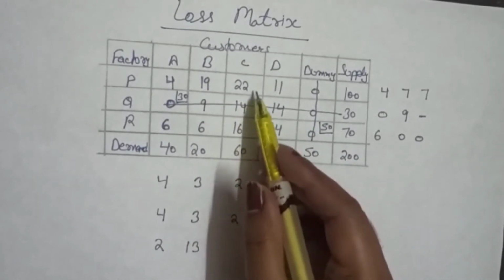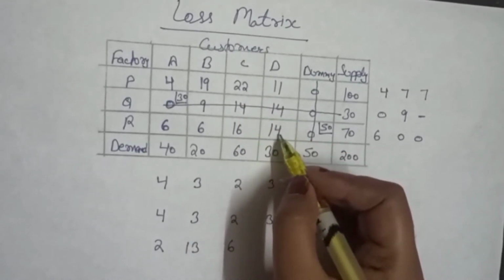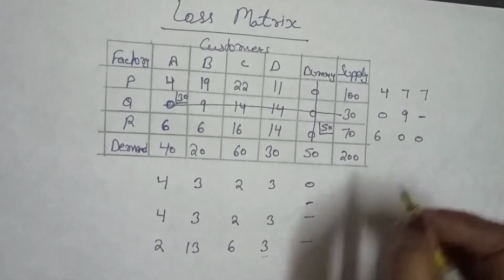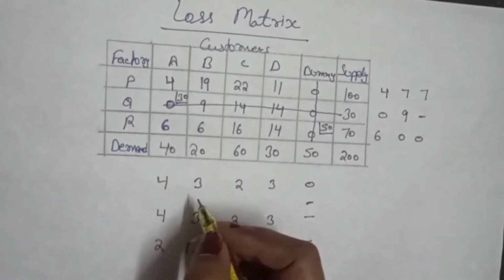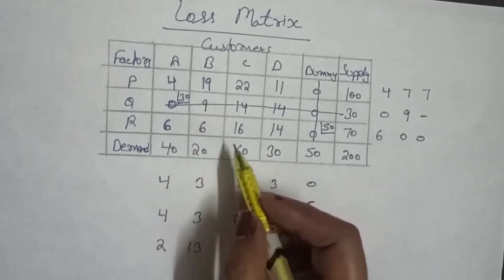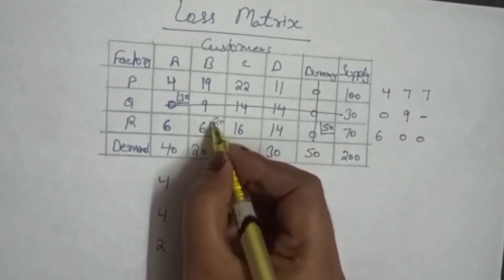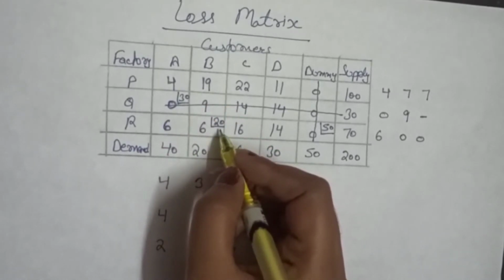Here we have 16 and 22. The difference is 6. And here 11 and 14. The difference is 3. So now we will find the maximum value. The maximum value from this side and from this side is 13. So we will select this column. Here the demand is 20 and the supply is 70. We can allocate 20 to this cell because this cell has minimum value. We will allocate 20 here.